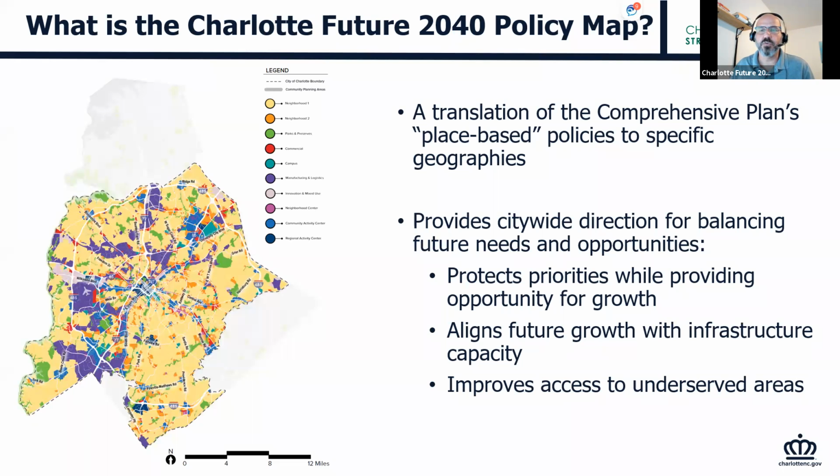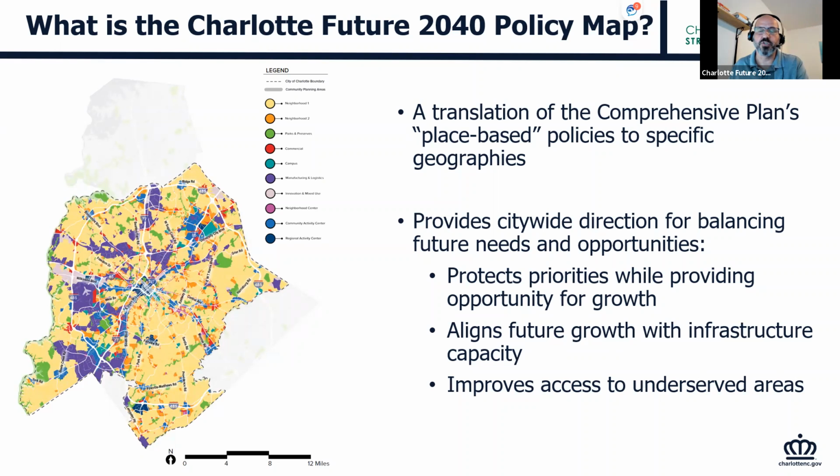Moving on to the Charlotte Future 2040 policy map. The map is a companion to the Charlotte Future 2040 comprehensive plan and provides guidance for where and how development should occur in the future. What's important about this map is it provides a comprehensive and citywide direction for how Charlotte will balance both the needs and opportunities that come with future growth. For example, the map will ensure our city can accommodate its projected growth while also protecting features that are important to residents, such as the natural environment and established neighborhoods.